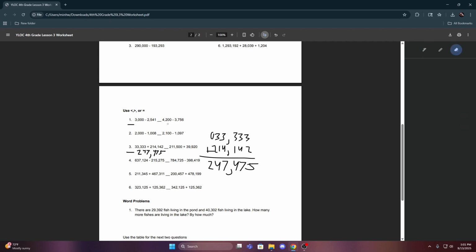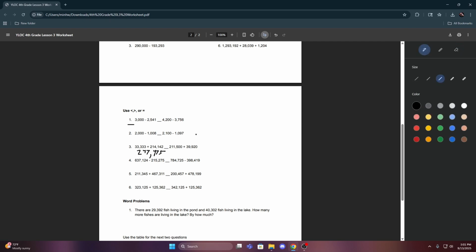Let's not confuse that little bar with a negative sign. And let me get rid of this work. And let's do that right side. 211,500 plus 39,920. 0 plus 0 is 0, 0 plus 2 is 2, 9 plus 5 is 14, 9 plus 1 is 11, 3 plus 1 plus 1 is 5, and that 2 plus 0 is 2. So that is our number on the right.